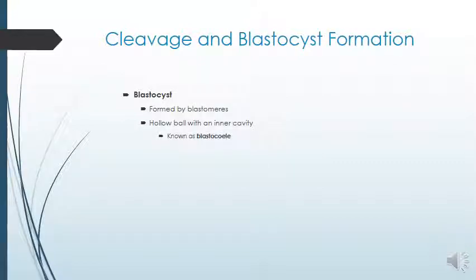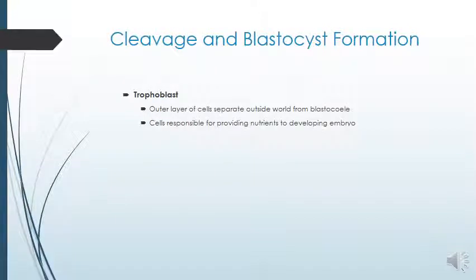The blastomeres then form a blastocyst, a hollow ball with an inner cavity known as the blastocele. The blastomeres are no longer identical in size and shape. The outer layer of cells is called the trophoblast. As the word trophoblast implies, trophos means food and blast means precursor. Cells in this layer provide nutrients to the developing embryo.